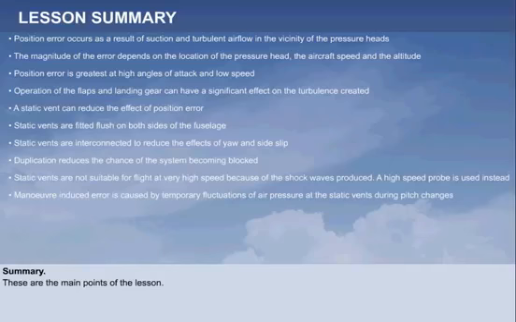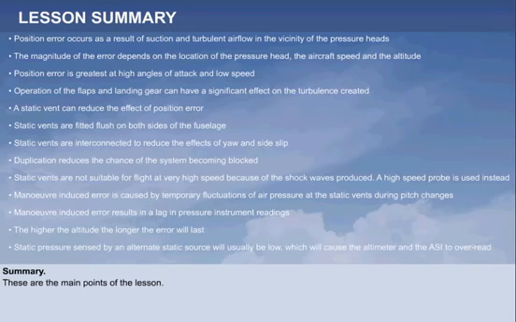Maneuver-induced error is caused by temporary fluctuations of air pressure at the static vents during pitch changes. Maneuver-induced error results in a lag in pressure instrument readings. The higher the altitude, the longer the error will last. Static pressure sensed by an alternate static source will not be that to which the instruments are calibrated and may be in error. This will be tabulated in the flight manual. The error is likely to give a lower pressure, which will cause the altimeter and ASI to overread.